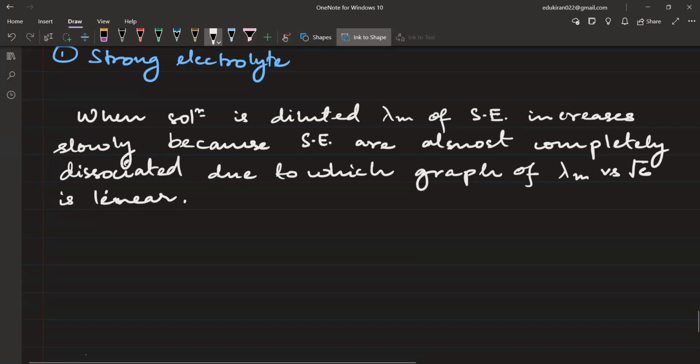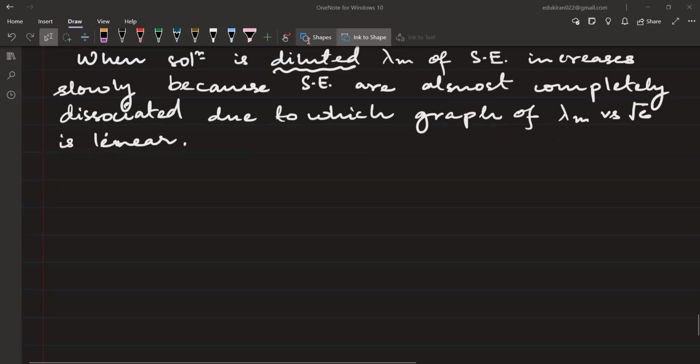अच्छा, डाइल्यूशन का मतलब क्या होता है? कंसंट्रेशन इंक्रीज करना या डिक्रीज करना? डिक्रीज करना, ठीक है ना? हाँ, ये ध्यान रखिएगा. डाइल्यूशन का मतलब होता है कंसंट्रेशन डिक्रीज करना.